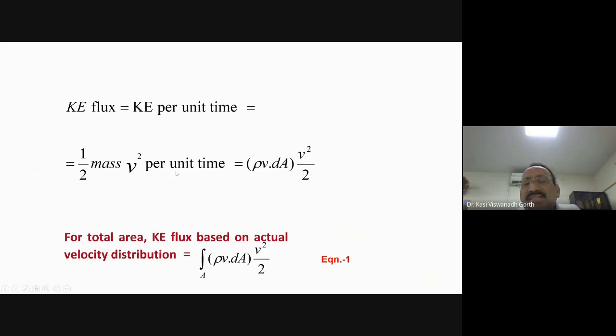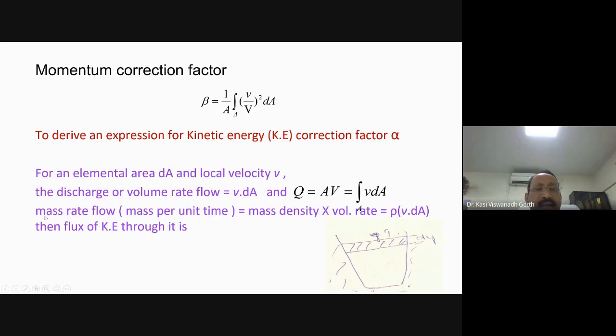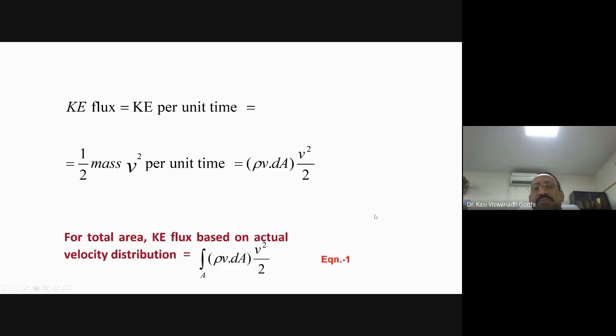Mass per unit time is mass rate of flow. Just now we have seen mass rate of flow, mass per unit time, which is equal to rho V into dA. Substitute that: rho V into dA into V square by 2. This is the kinetic energy flux through the elemental area dA. If you want the total kinetic energy for the entire cross section, integrate it.